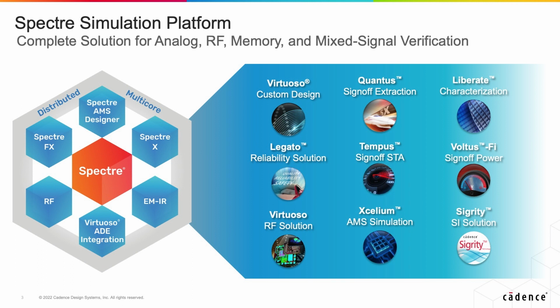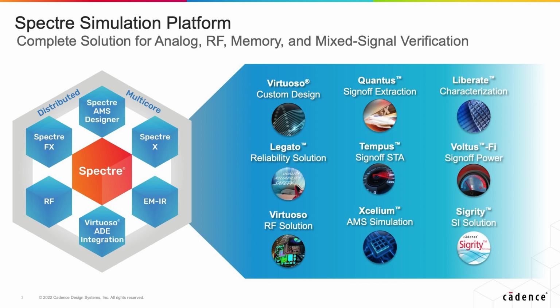So last session we started with this. This actually gives the entire big picture. We have the basic Spectre umbrella, and we talked about Specter X last time. We talked about APS last time. Today we will talk about Spectre RF.